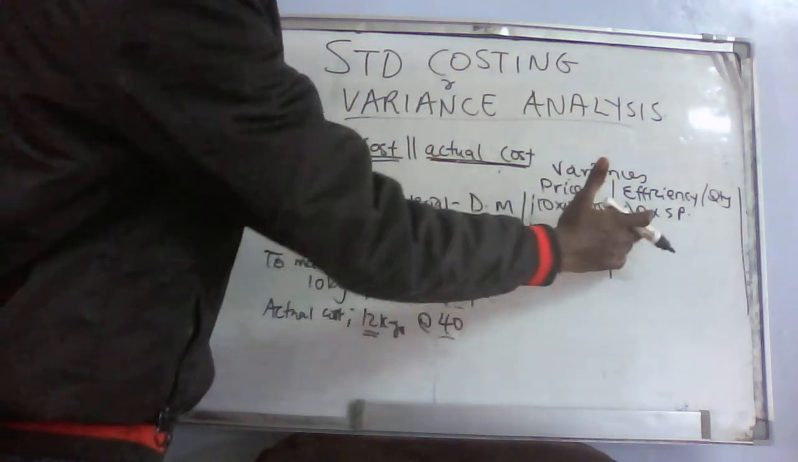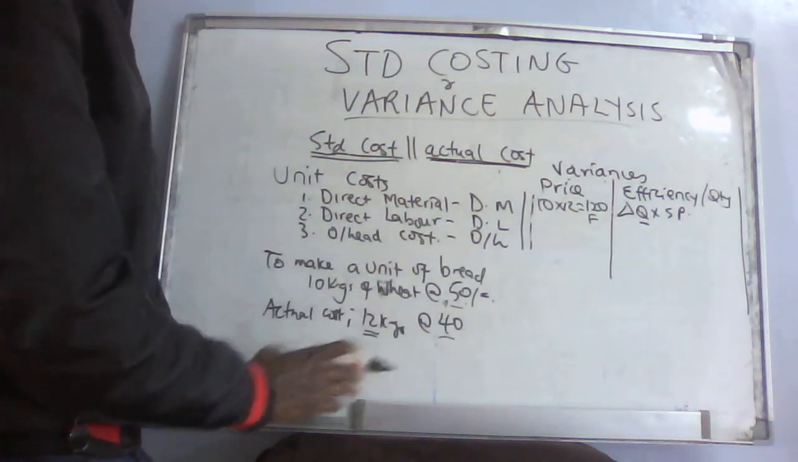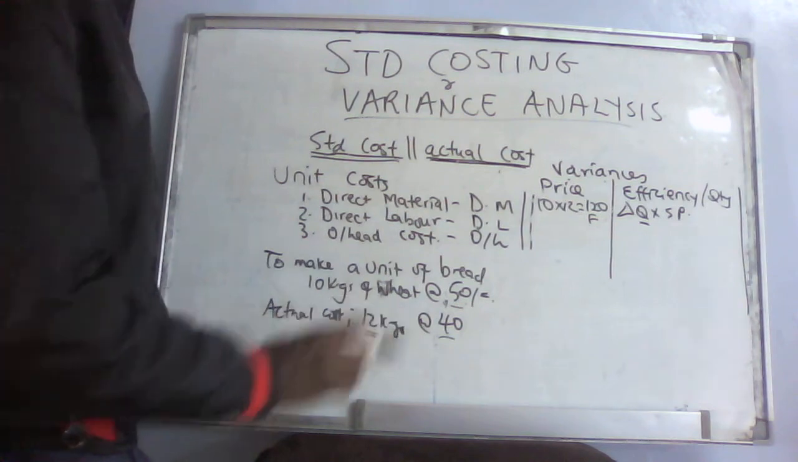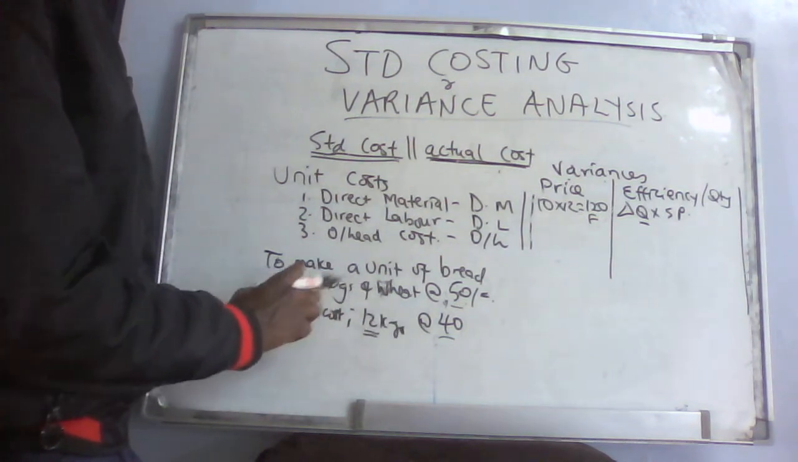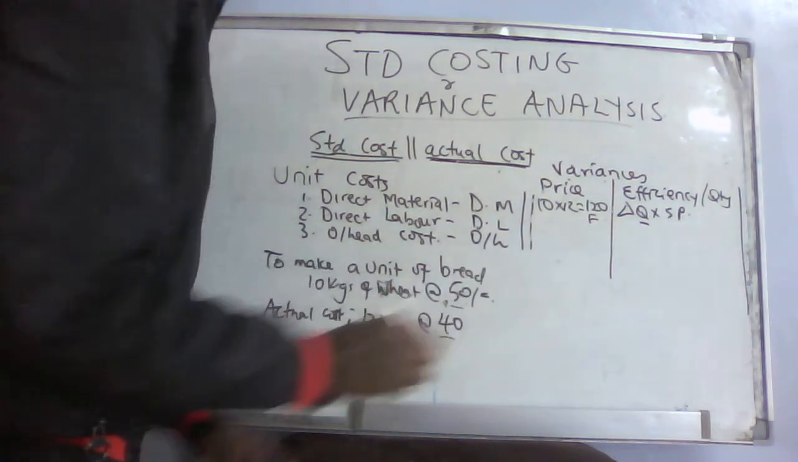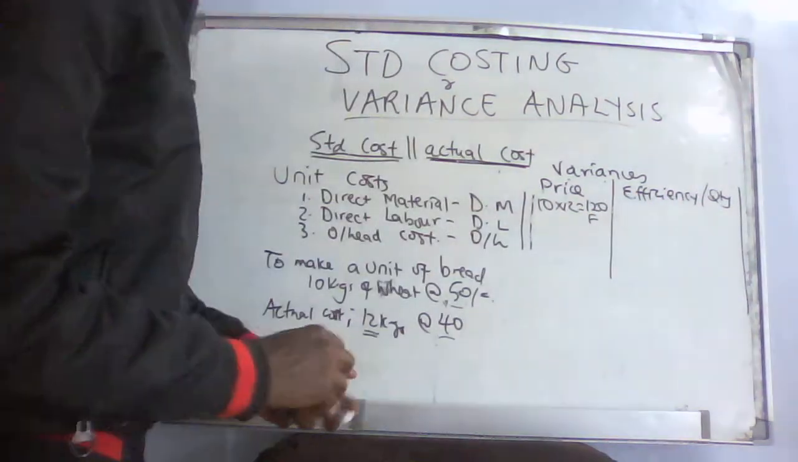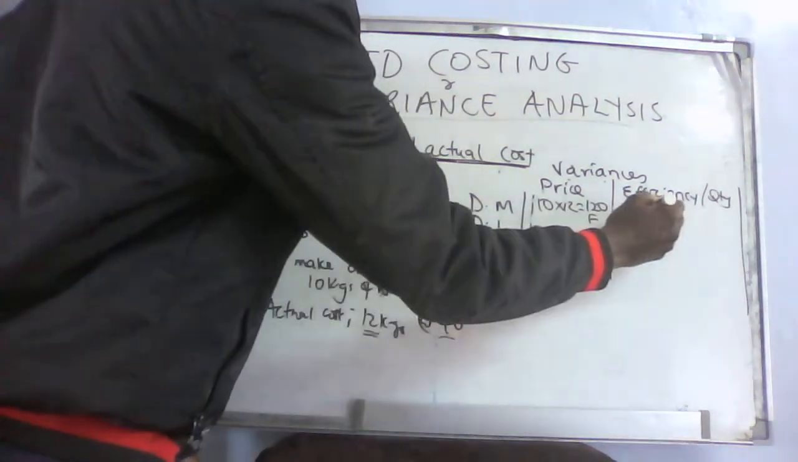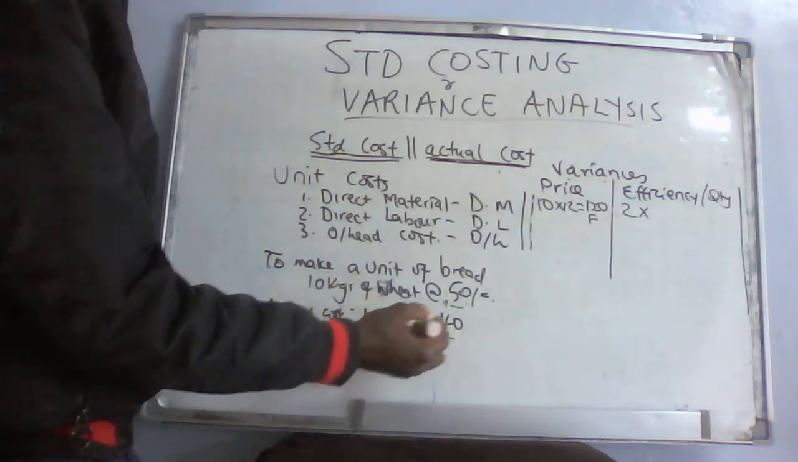Then when we go to the efficiency variance, the focus is now quantity. How much did you expect to use? How much did we use? For a unit of bread, we expected to use 10 kg, and we have used 12 kg. So this is a change of 2 units, times the standard price. The standard price is 50.